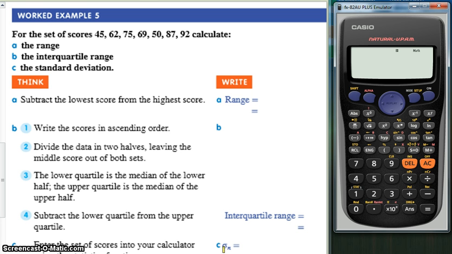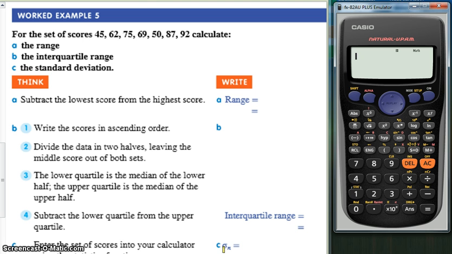Alright, before we start entering data into the calculator, and to be honest, for the first two parts of this question, we're not really going to need the calculator, but it's handy to have it. And we'll do a bit of the calculator stuff first. Actually, no, we'll do the range first. Range is fairly straightforward, highest minus lowest.